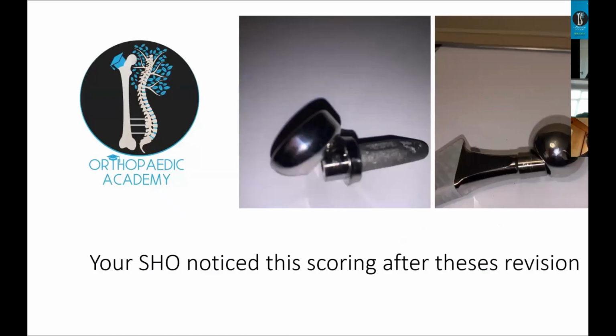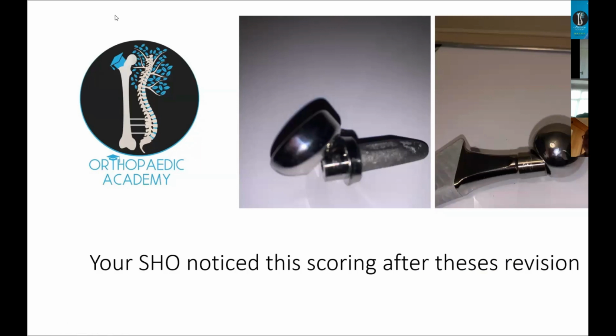So, urine theatre, you've just done a couple of revision cases recently. So your SHO has asked you about the scoring that they've noticed on these implants. So what do you understand by this, and what do you want to explain to the SHO?